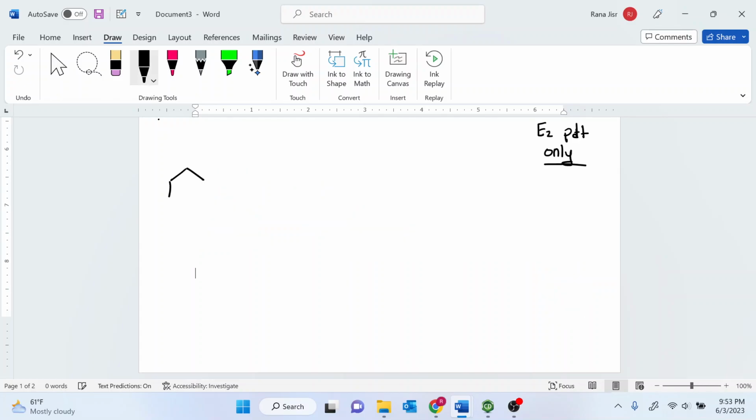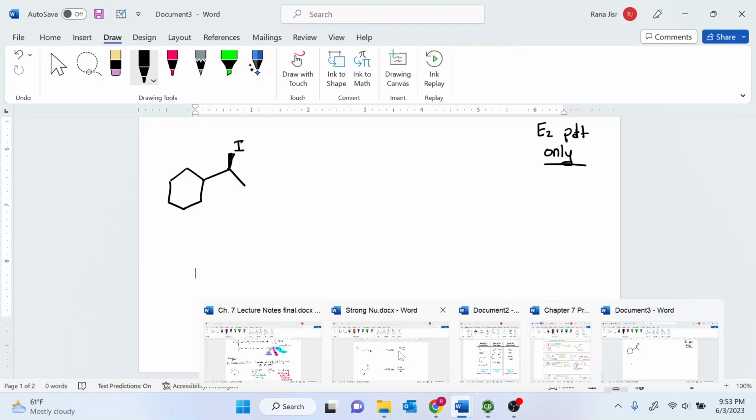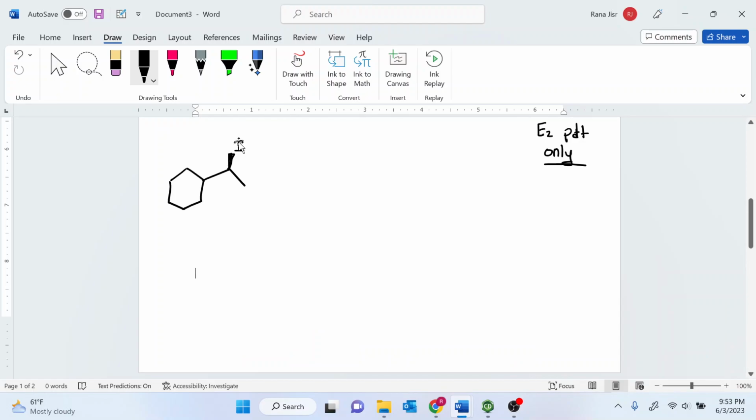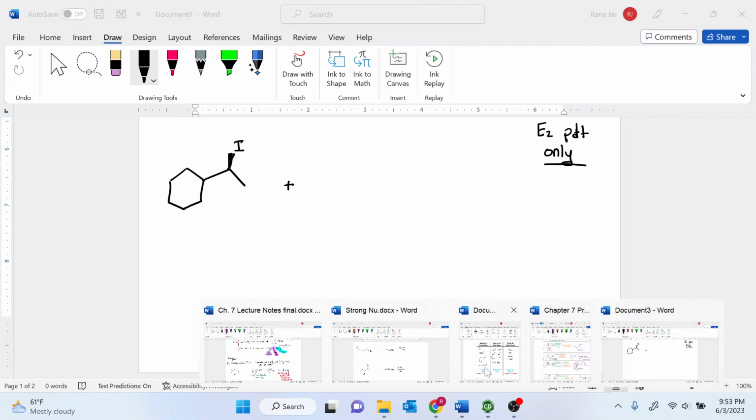Let's say now we want to start with a secondary alkyl halide. Okay, my leaving group here is iodine. And iodine is the best leaving group among all the halogens, because iodine is an I- that comes from a strong acid. So this is going to be the weakest base, which is the best leaving group compared to bromine and chlorine. So if I'm reacting this, let's look at our table in here.